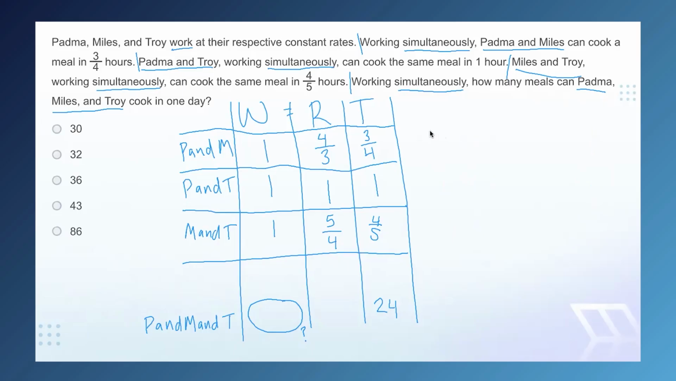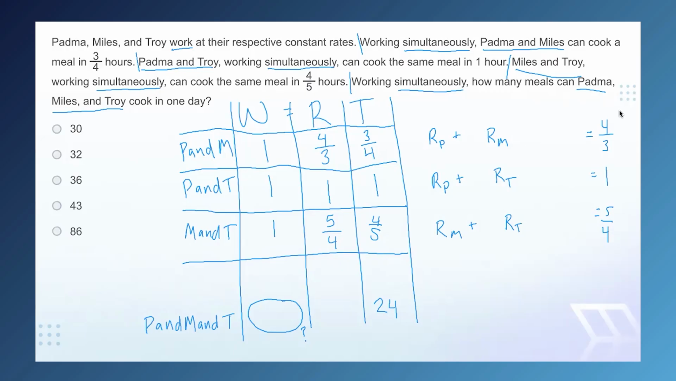So in our first row, we have the rate of P plus the rate of M, and that is going to equal 4/3. In our second row, we have the rate of P plus the rate of T, and that is going to equal 1. In our third row, we have the rate of M plus the rate of T, and that is going to equal 5/4.